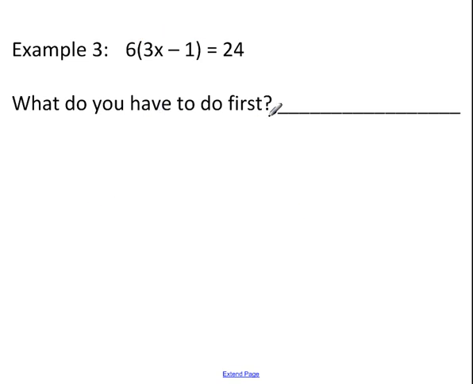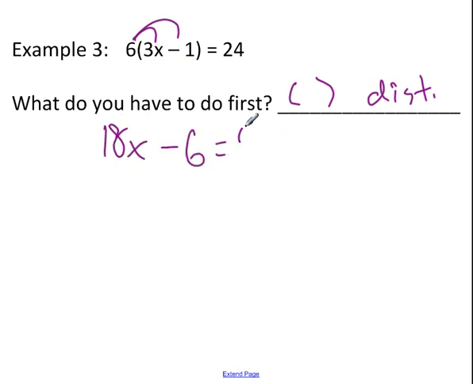Here, what do we need to take care of first? Hopefully you're talking about taking care of the parentheses and doing our distribution. So we've got to get the left side a little bit simpler before we can start moving things around. So I'm going to distribute here. 6 times 3x is going to make 18x. 6 times 1 is minus 6, equal to our 24.